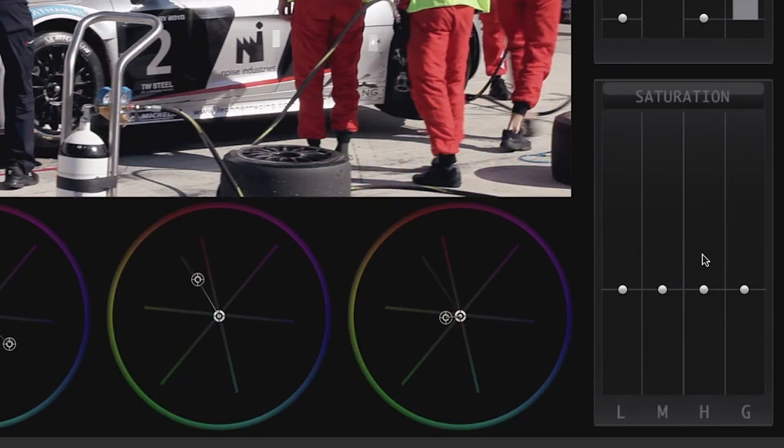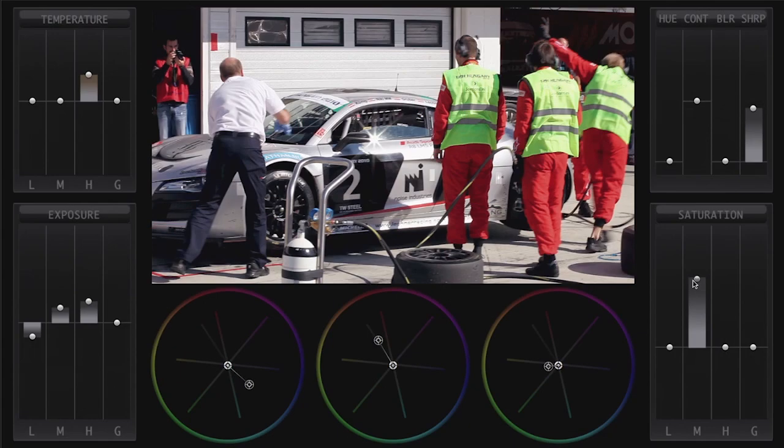On the bottom right, we have saturation controls for the lows, mids, highlights, and global. I'll add a little bit of saturation to the mids, but I'll be careful since there are some bright orange, red, and yellow elements in this shot, and I don't want to overdo it.